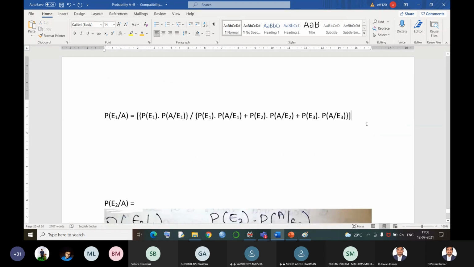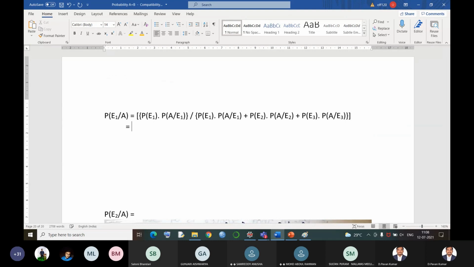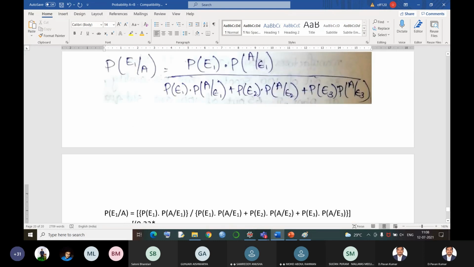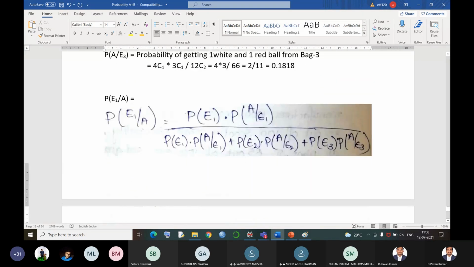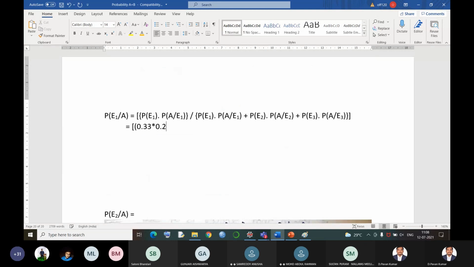So simply let's substitute the values over here. What do we get? The numerator value. Now probability of selecting first bag is 0.33 into, now probability of getting one white and one red ball from bag 1 is how much? The answer is 0.2 here. Okay, now divided by the same expressions, all the three.